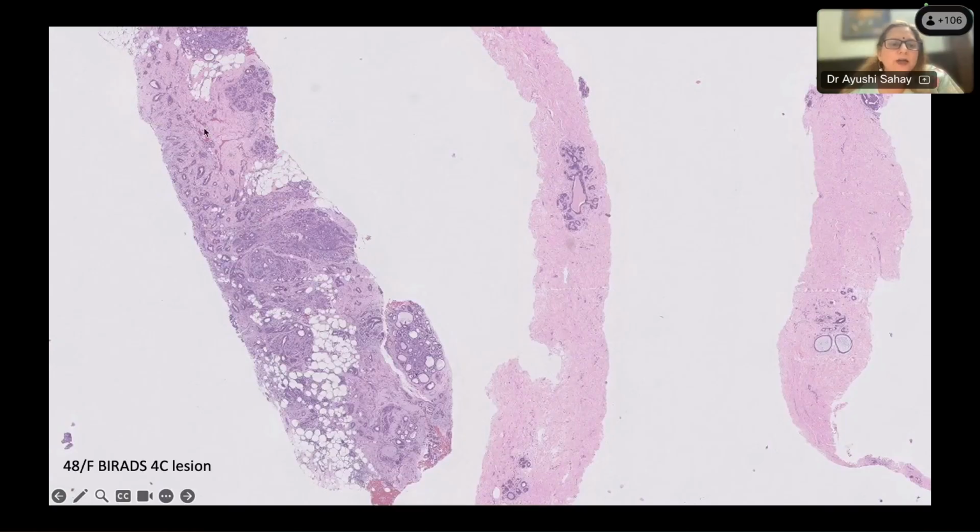Now, is this limited to a TDLU or is it going beyond? Just like the previous case, which was at the edge of the core but in a lobulated manner like a TDLU. Here, in the low power only, you can see that it is not limited to this particular area or TDLU. The cells seem to be going beyond the TDLU.